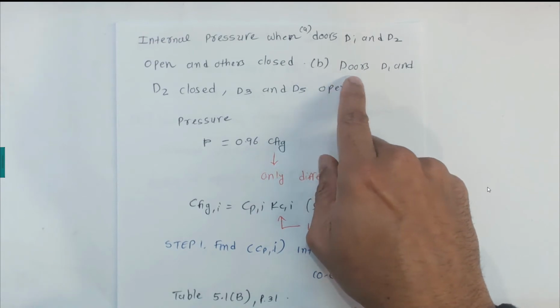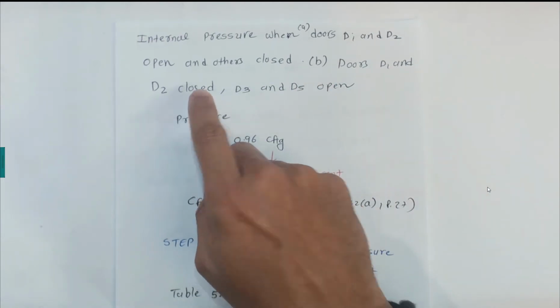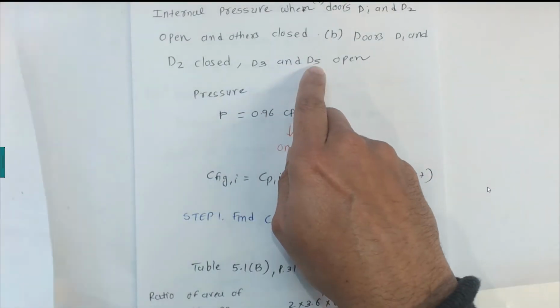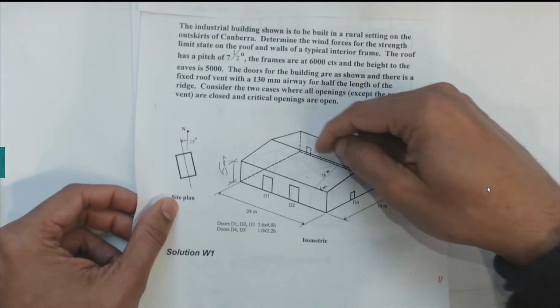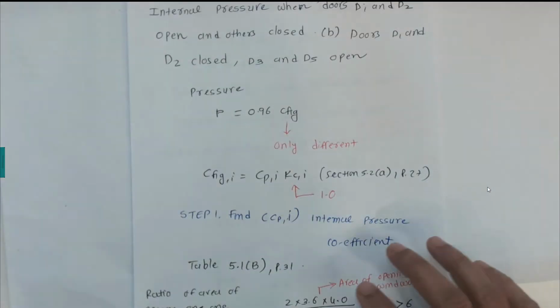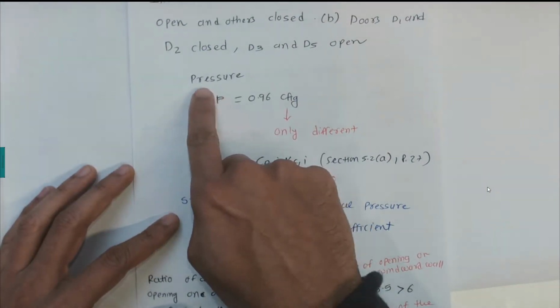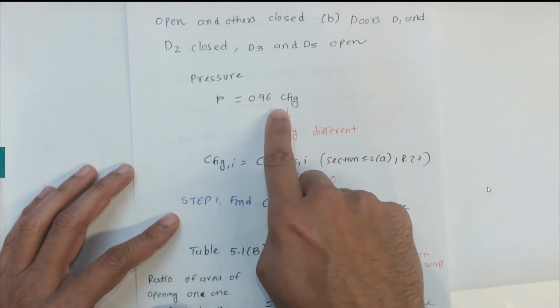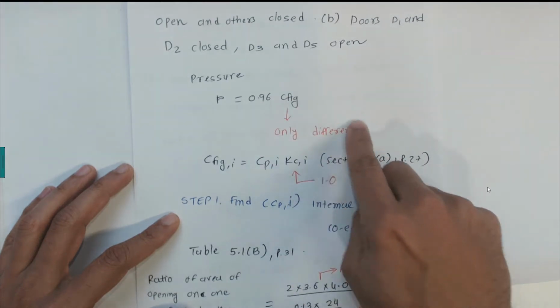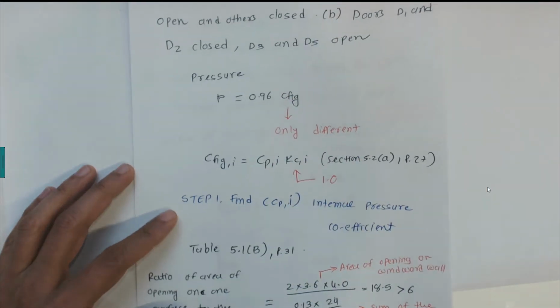Case number B: doors D1 and D2 are closed, but doors D3 and D5, which are on the leeward wall, are open, and all the other doors are closed. The equation for pressure that we calculated is exactly the same. The only difference is that we need a different aerodynamic shape factor, C fig, for internal pressures.